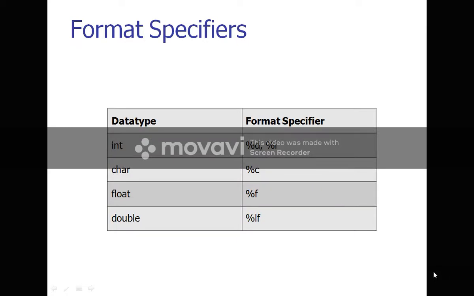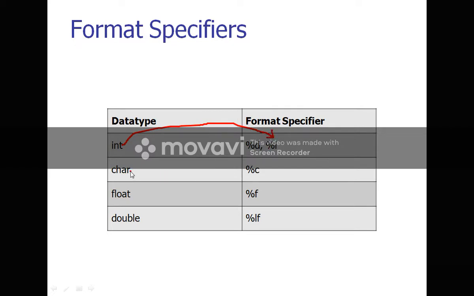Here the list is given of the different format specifiers for a particular data type. Integer data type has %d and %i. If our data is an integer, we use %i, but if it is a long int or short int, then we use %d. d is for short int, long int, and if our data type is only integer, then we use %i.